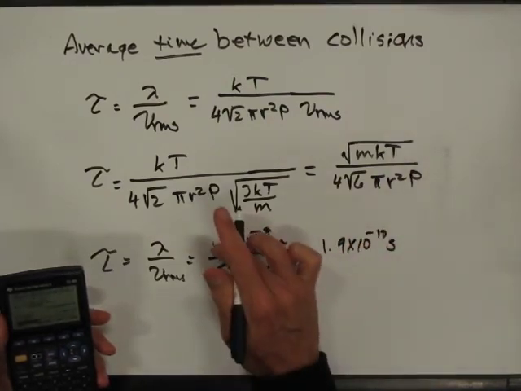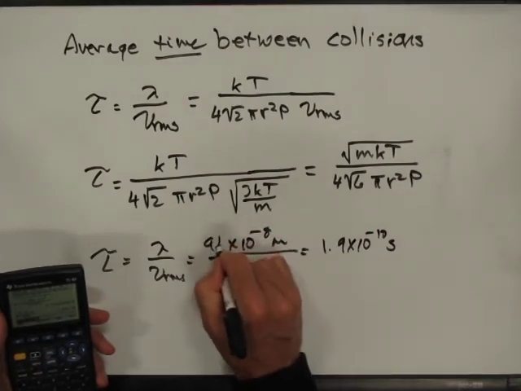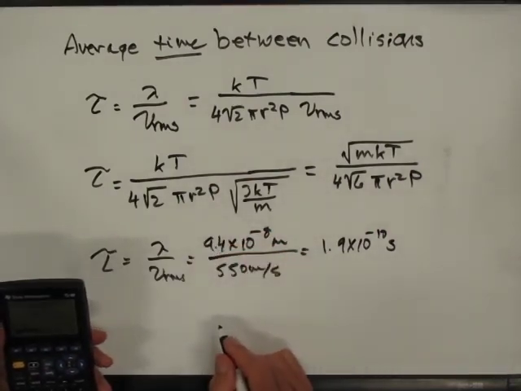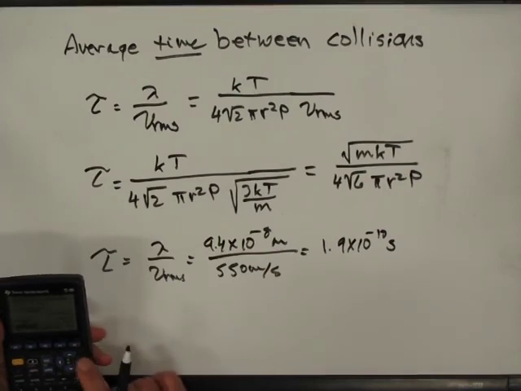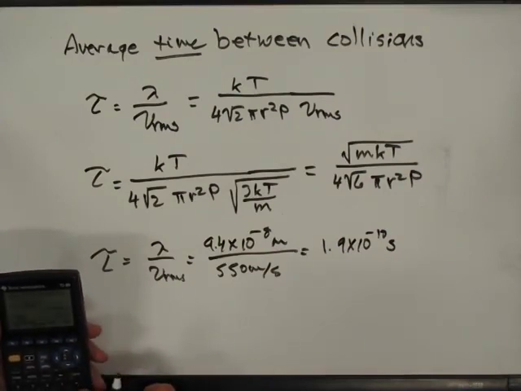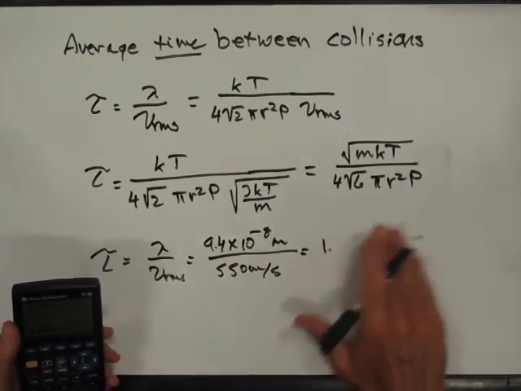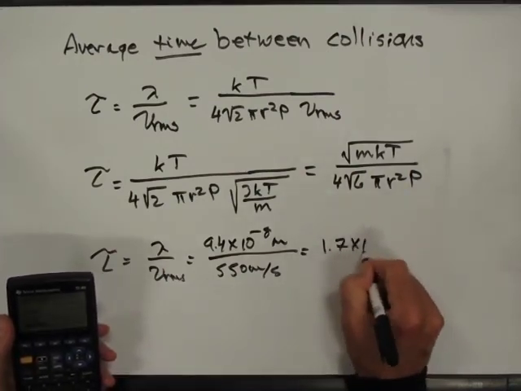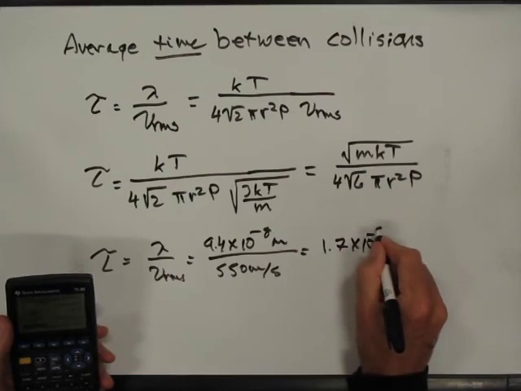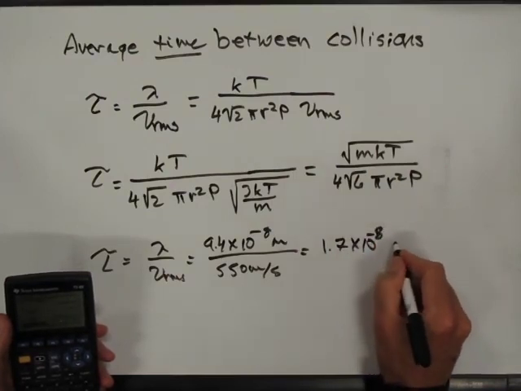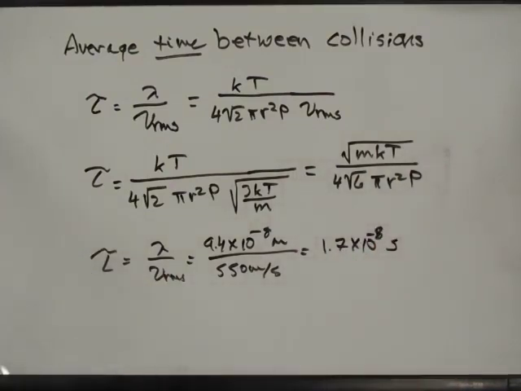I think I used 9.4 for this guy here. I did. Okay. Let's try this one more time. 9.7 times 10 to the minus 8 seconds. Anyway, a small time between collisions.